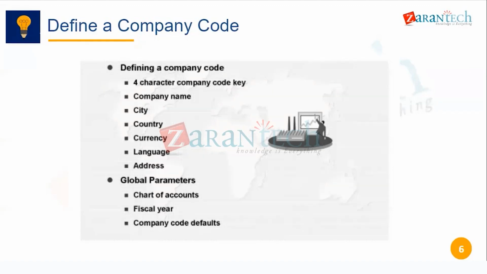So there is the office of Microsoft. If you want to generate any financial statements for Microsoft, you need to set up the company code for Microsoft, where you will tell that this is the company name, this is the city, let's say, where it is located. Then you have the country, then the currency as INR, then the language will be English, and then the address will be the place where the company code is located.